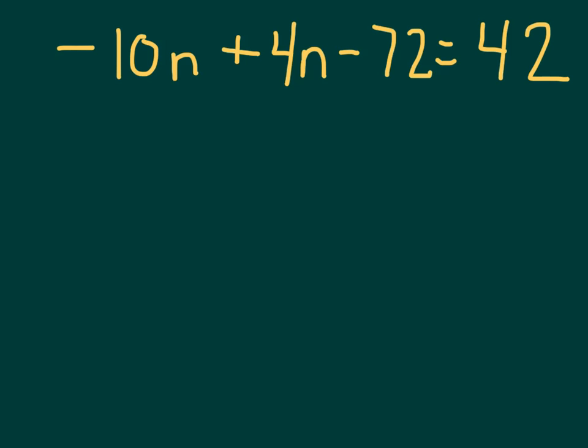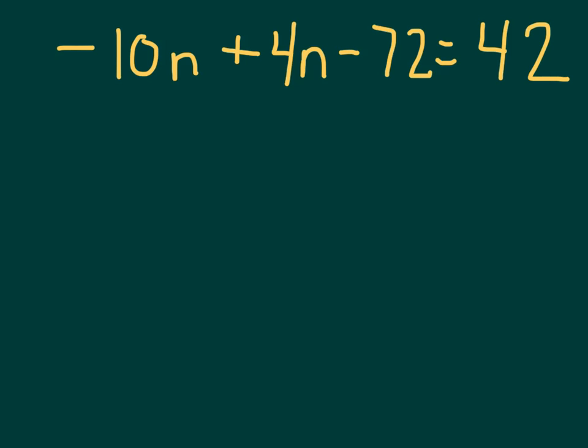So if you multiply negative 10 by that number, plus 4 times that same number and minus 72, or subtract 72 from it, it'll be equivalent to 42. Or excuse me, the expression on the left side will have the same value as 42. I'll say that again. Whatever n is, if you put that number in place of n and multiply negative 10 by it, plus 4 times that number, and subtract 72, the left side of the equal sign will be equal to 42. Let's begin. The first thing that we have to do is combine like terms.